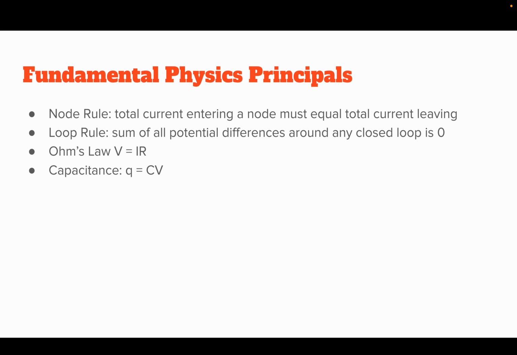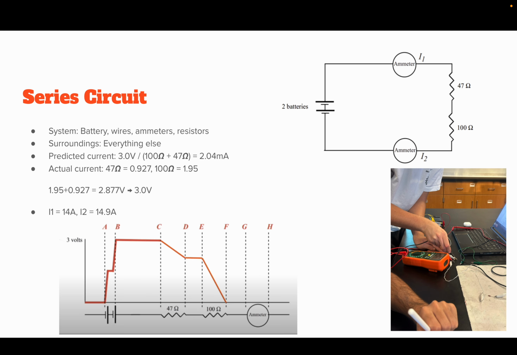equals CV. So first for our series circuit, which you can see us using down here, the system of this was these batteries, wires, ammeters, and resistors. They were all connected in that circuit, and the surroundings was just everything else that wasn't the circuit.